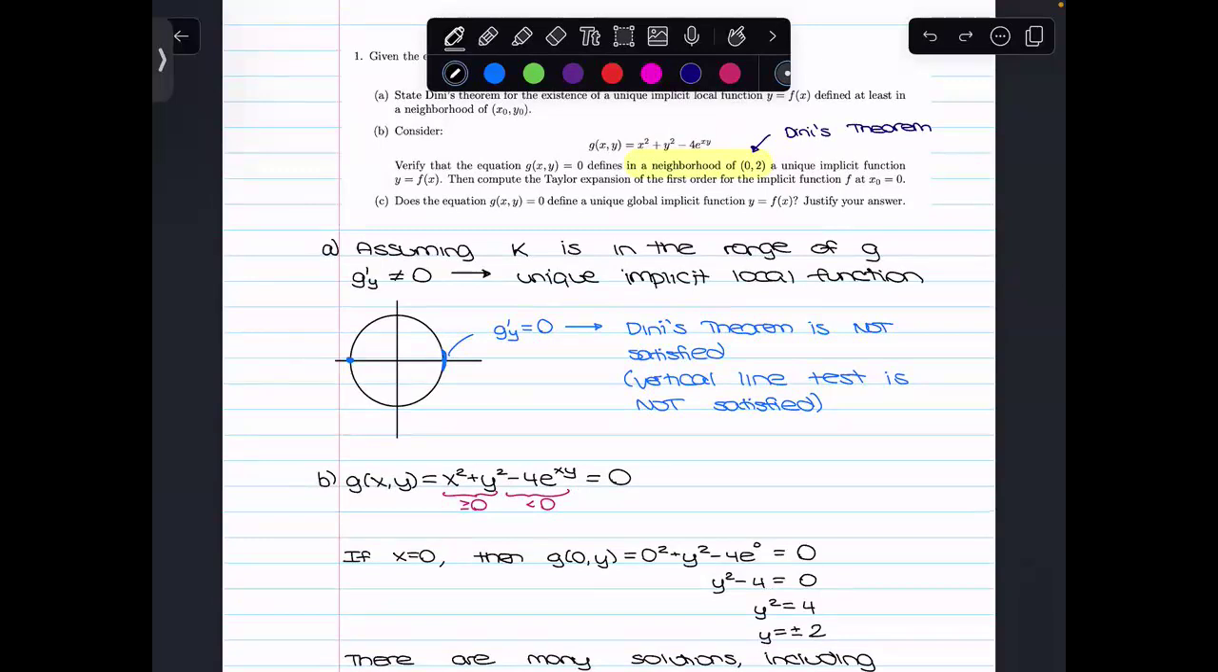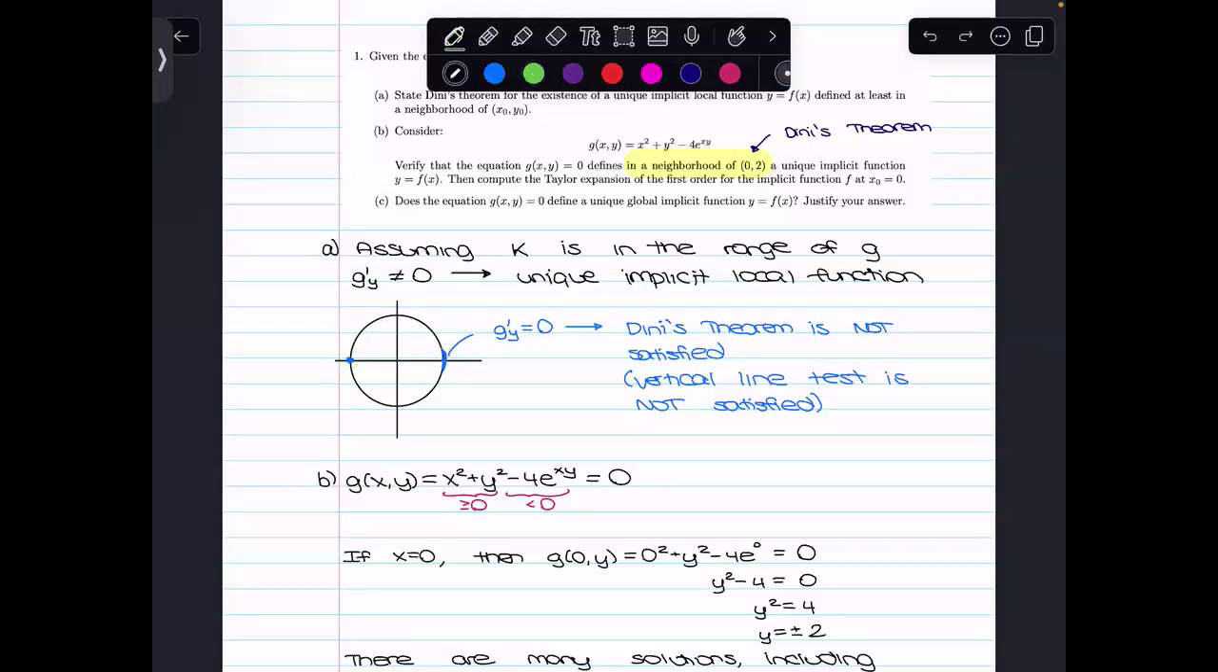In particular, if you check the vertical line test, it's not going to be satisfied for all of them. It is satisfied for some of these points. For example, in this little neighborhood, the vertical line test would be satisfied. But for these points, as we said before, it isn't.